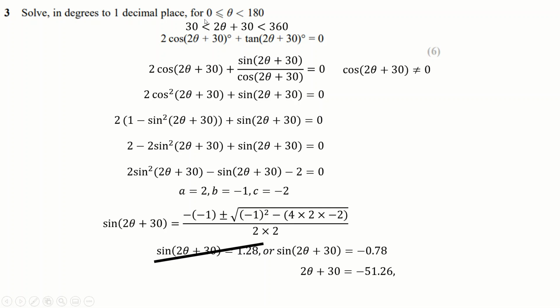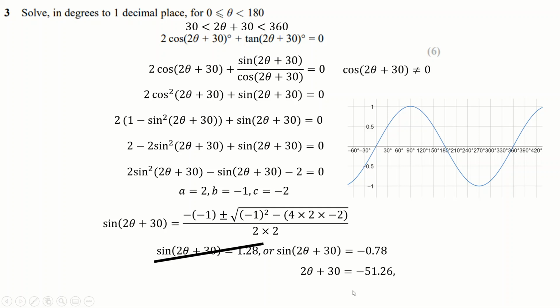Here you can see I've times by 2, which is still 0, plus 30. This should be times 2 plus 30, which is 390. It's not going to make a difference, but that should definitely say 390. Anyway, that's not in the range, so just quickly draw the sine graph. What this is saying is sine equals minus 0.78, which is down here somewhere, at minus 51, fine, but we don't care because it's not in the range.